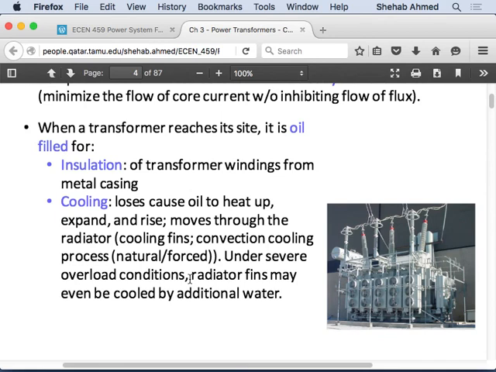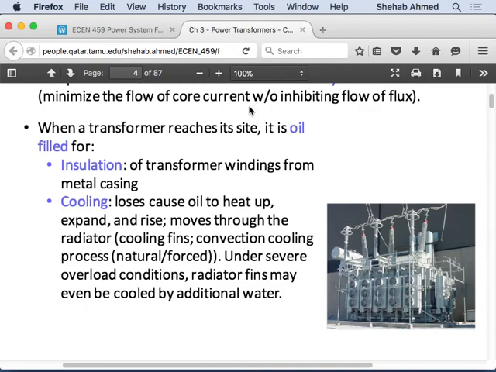Of course, under severe conditions, they can add water cooling as well. So you can have the oil cooling, you can have the fans as well. You can be pushing some water as well. So yes, the oil doesn't heat up. So we were talking about that at the beginning.